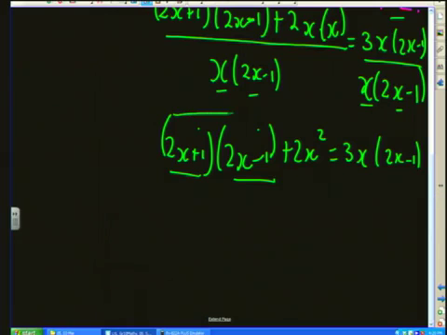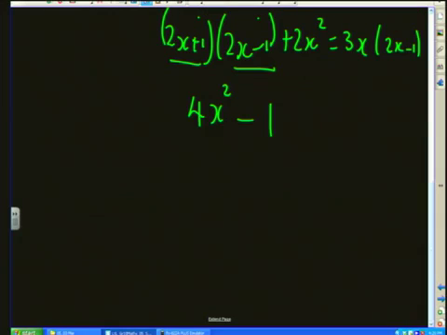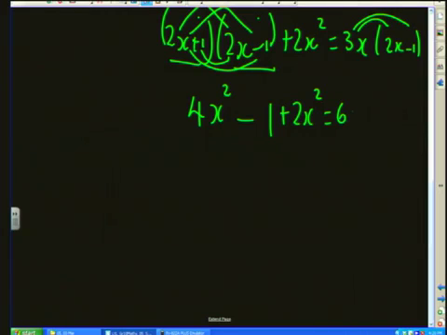So in order for me to times this bracket out, I simply square the first term, so I get 4x squared. Square the second term, I get 1, and we separate with a minus, since it's a plus times a minus. Okay, so we get 4x squared minus 1 for that first term. Or if you don't see the difference of two squares, you can simply times term by term. Okay, so you can do FOIL, you'll get to the same answer. Plus 2x squared, we just bring that down, is equal to, we're going to times the 3x into the bracket, so 3x times 2x will give me 6x squared minus 3x.